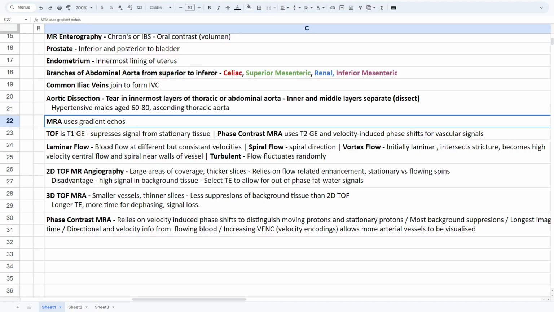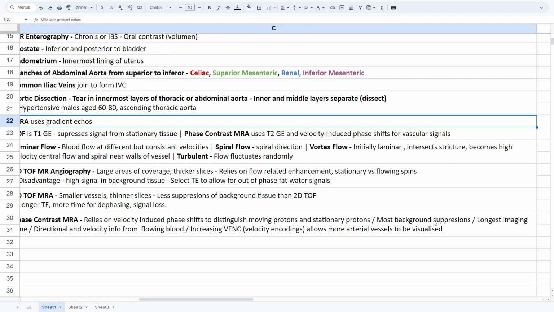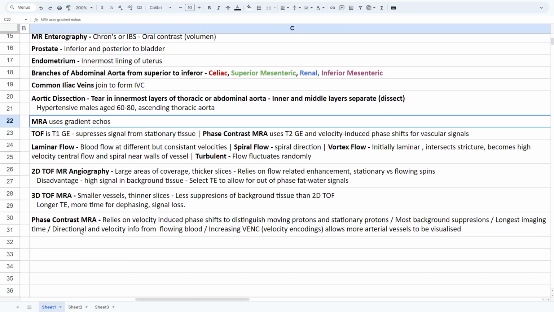Phase contrast MRA relies on velocity-induced phase shifts to distinguish moving protons from stationary protons. It has the most background suppression and the longest imaging time, with directional and velocity information from flowing blood. Increasing the velocity encoding allows more arterial vessels to be visualized.